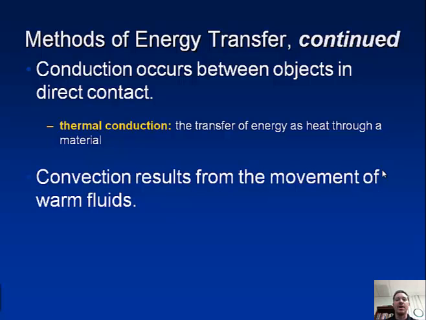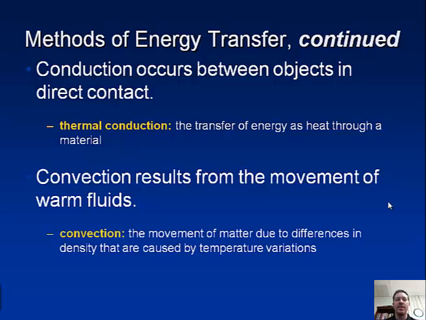Convection is going to result from the movement of warm fluids. So convection is the movement of matter due to differences in density caused by temperature variations. Convection can occur in air or a liquid. Remember that fluid is a general term that describes both air or gases as well as liquids. So if there are differences in density because of temperature differences, convection is going to take place from the warmer air to the cooler air. So it'll end up transferring that way.